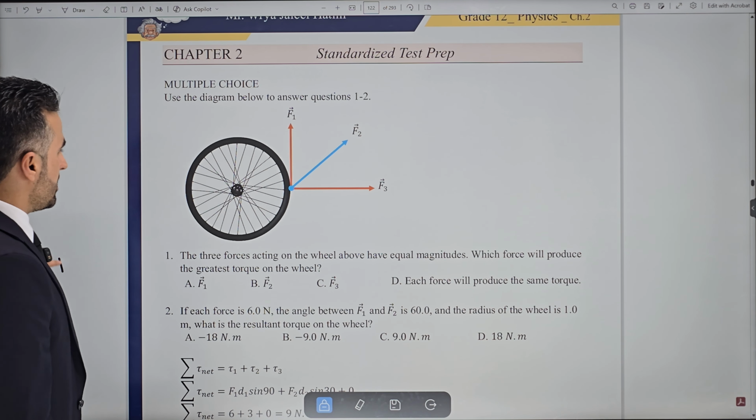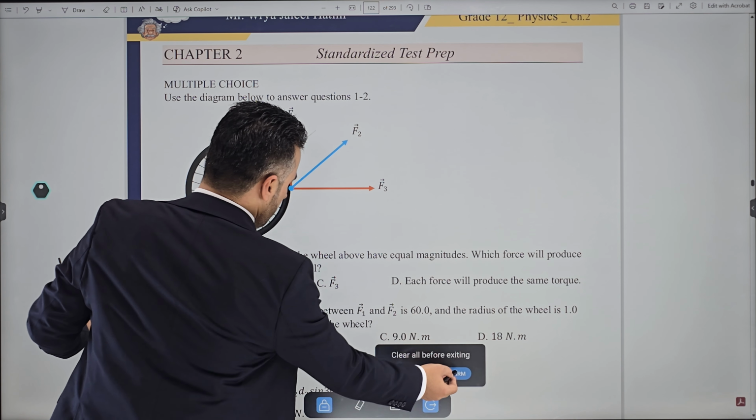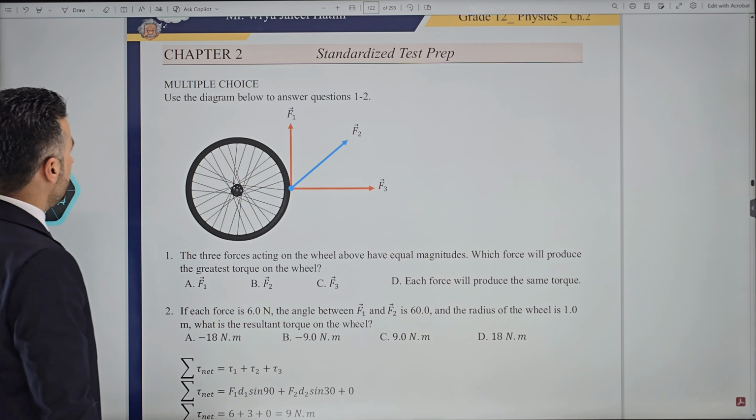It says the 3 forces acting on the wheel above have equal magnitude. Which force will produce the greatest torque on the wheel here? You can see that these 3 forces, if this is the radius, each one of them acts at a certain distance here. So because this force is perpendicular, this one produced the largest torque in here. This one produced no torque because it is passing through the axis of rotation.